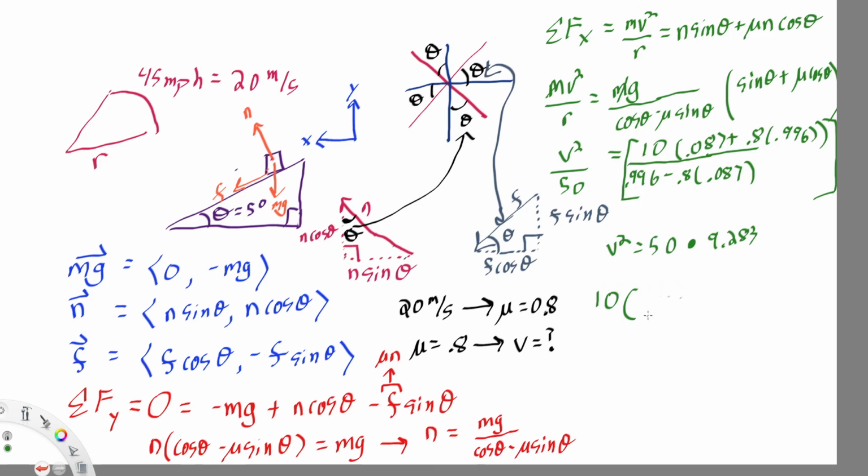That's a factor of 0.884. In the denominator, we have 0.996 minus 0.8 times 0.087. So that gives us a factor of 0.926. So 10 times 0.884 divided by 0.926 is, well, it's not 9.28, but it's actually 9.54.